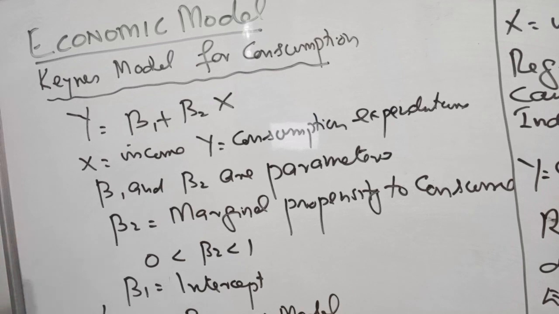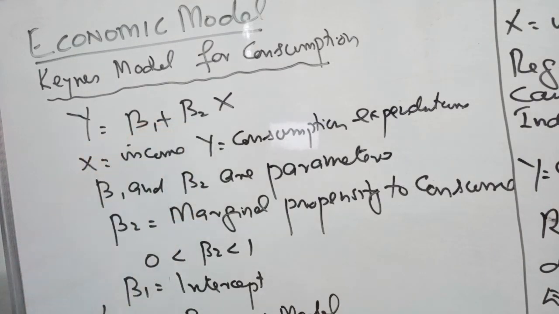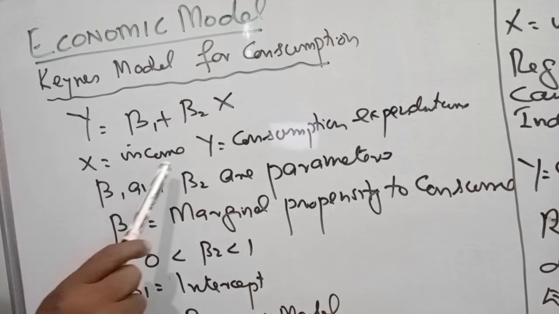For example, we take Keynes' model for consumption. Mathematically, it is defined as y is equal to beta 1 plus beta 2 x. It is a two-variable model. X and y are variables, and beta 1 and beta 2 are two constants, generally termed as parameters. Parameters means unknown constants.